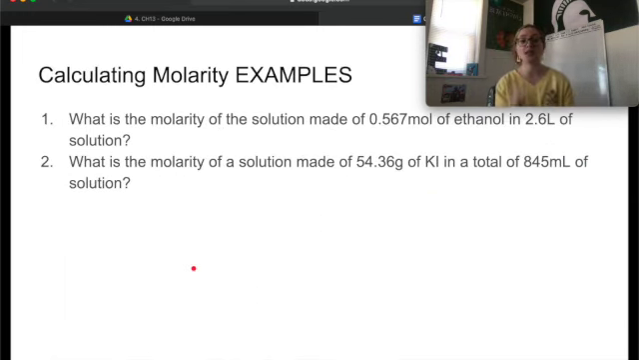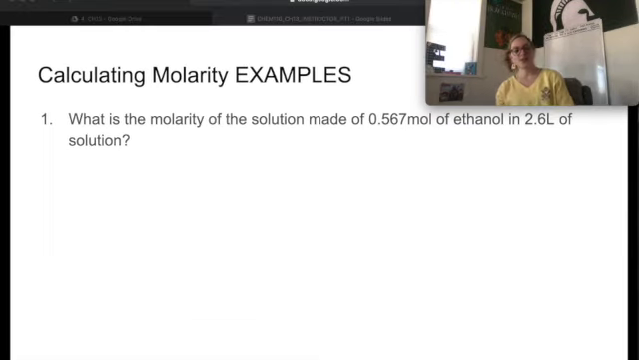So let's go ahead and work through some examples here on how to do these calculations. All right, so let's go ahead and do the first example on how to calculate molarity of a solution.